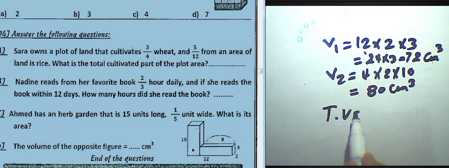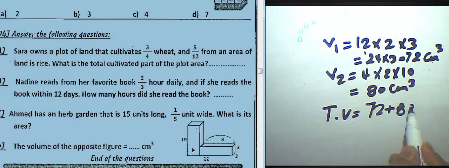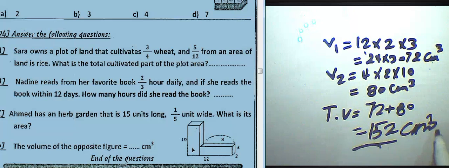So the total volume, the volume of the opposite figure, will be 72 plus 80. 0 plus 2 equals 2. 8 plus 7 equals 15. The result will be 152 cubic centimeters.